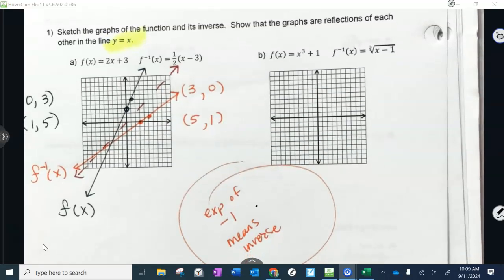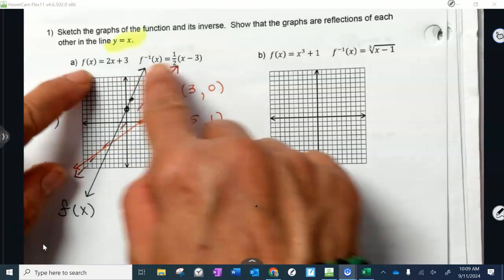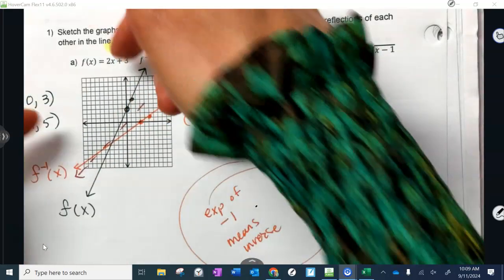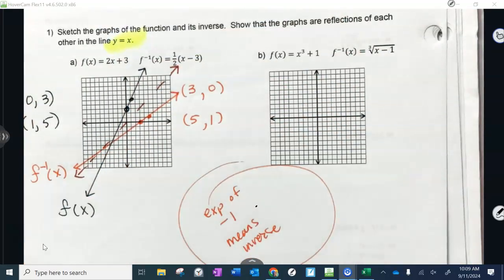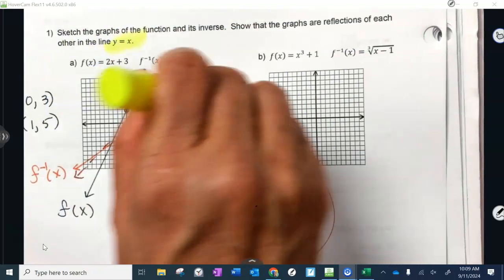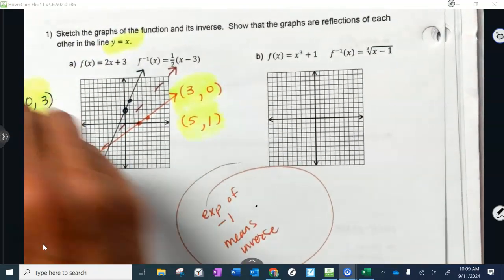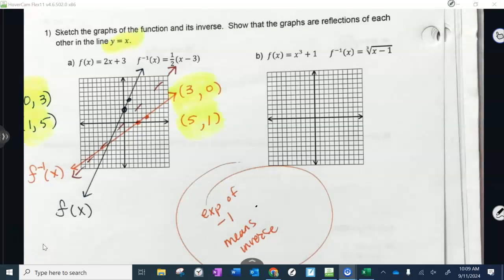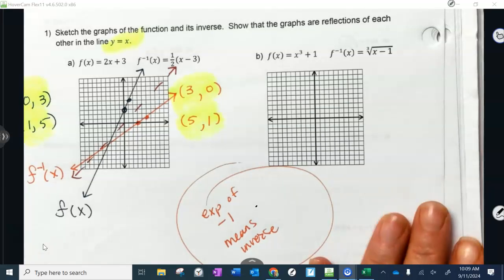One more thing, guys. If I had all the time in my world, and if I could fold this little picture in half on the diagonal, those two lines would lay right on top of each other. But the big takeaway from the graphing is it's reflected over y equals x, and the x and y switch. All right, now let's talk about algebra.